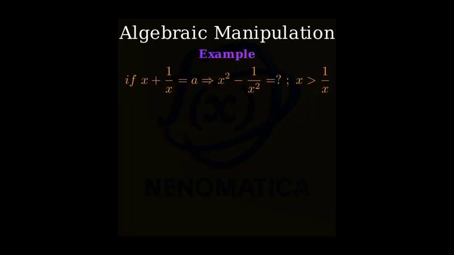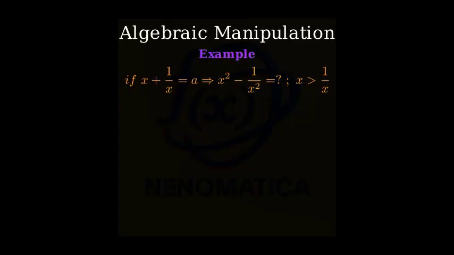Welcome to our lesson on solving an algebraic equation. Today we're going to work with an interesting problem that combines algebraic manipulation and substitution techniques. Let's consider our example problem. If x plus 1 over x equals a, then what does x squared minus 1 over x squared equal? And we're given the constraint that x is greater than 1 over x.